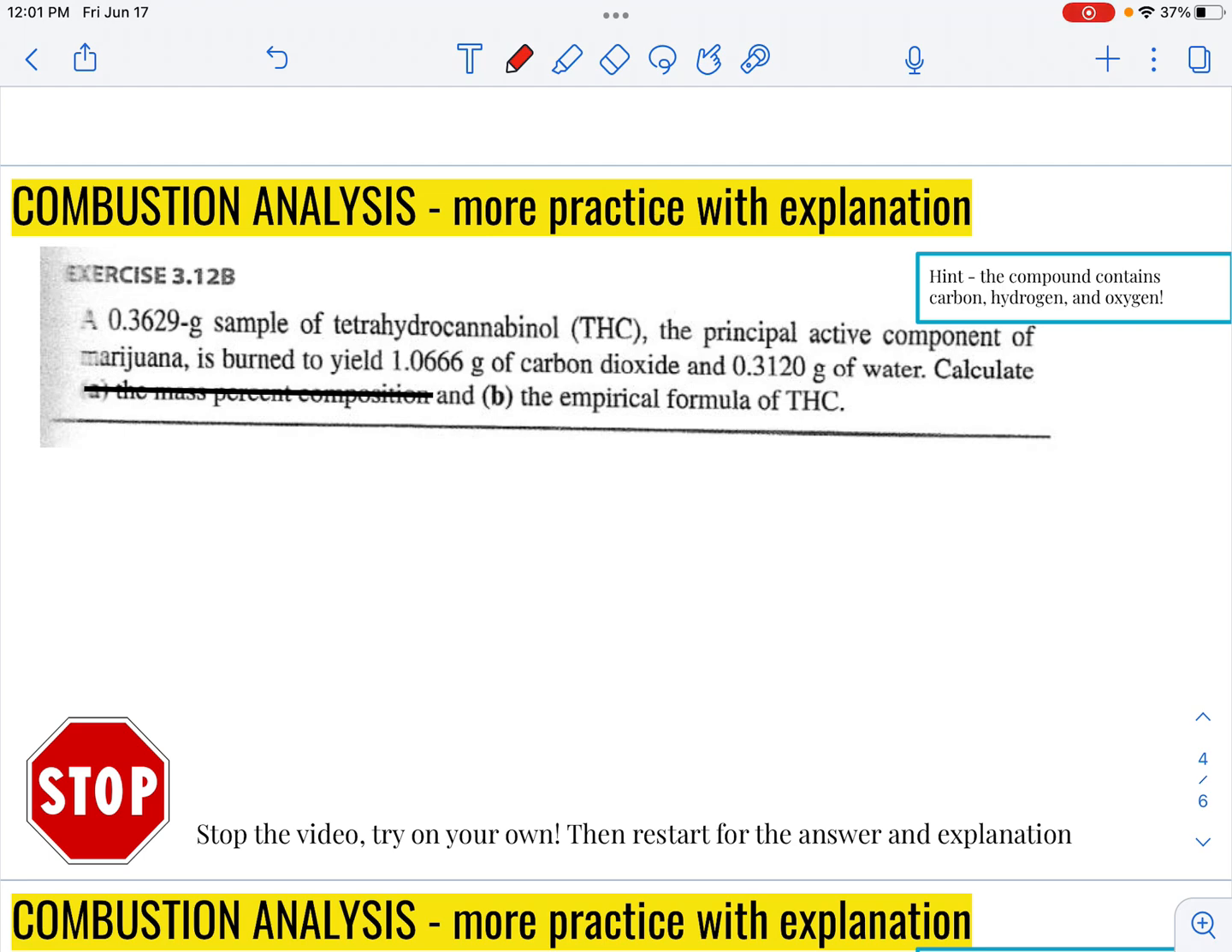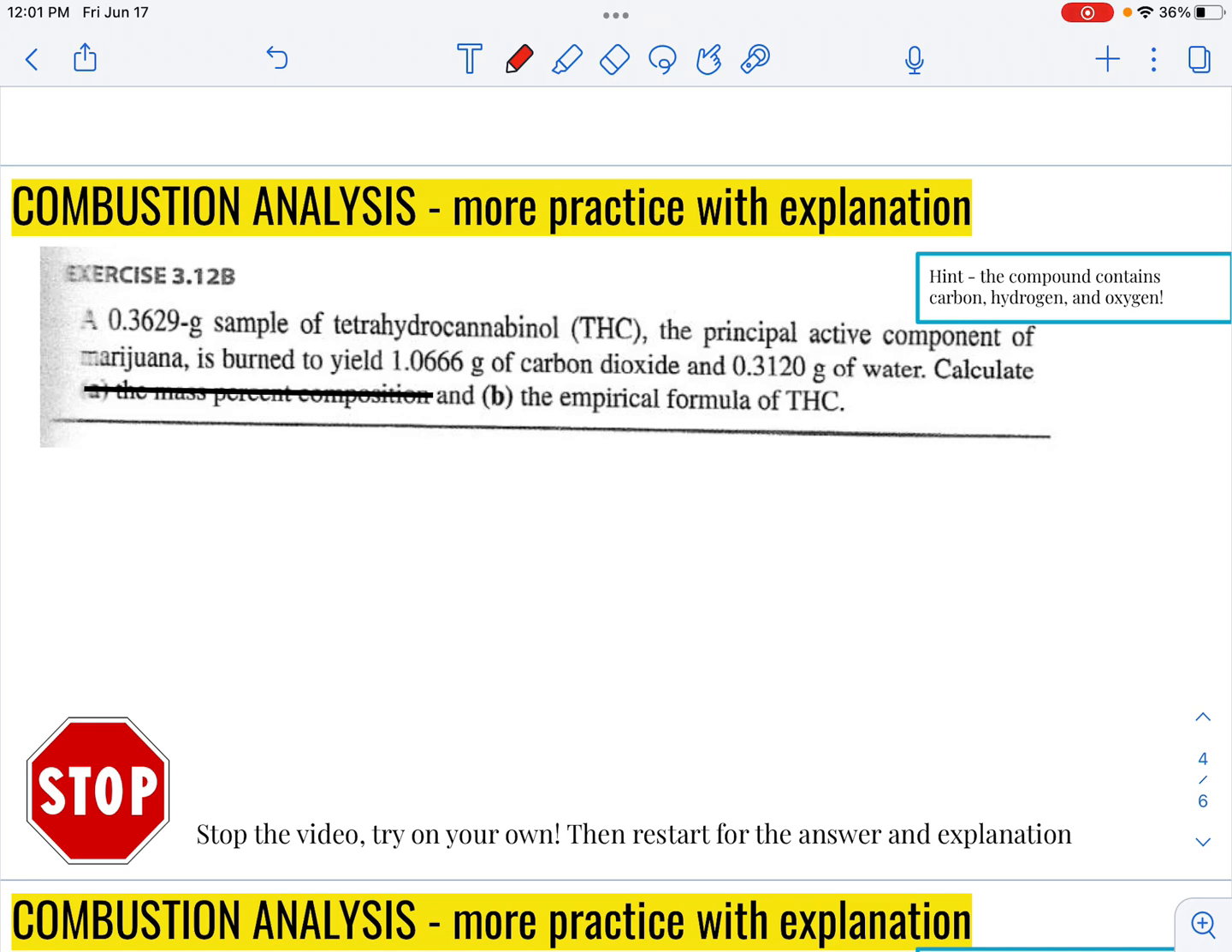All right. I would suggest that at this point you stop the video and try it on your own, and then restart again for the answer and the explanation. So copy it into your learning targets, because if you're doing this, you probably were not successful the first time, and we'll go from there. So I'm going to read it, and then you can stop the video.